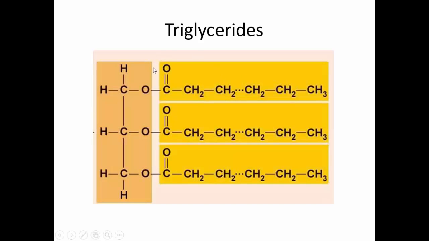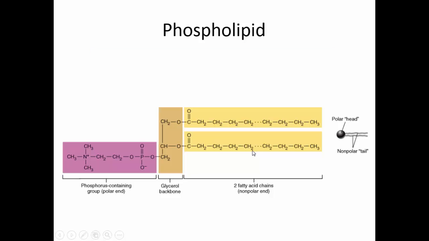So here we see triglycerides. This is a glycerol molecule, 3 carbons in it, and we add 3 long fatty acid chains. These are very long. The little dots here indicate that there's a whole lot more carbons and hydrogens in here.